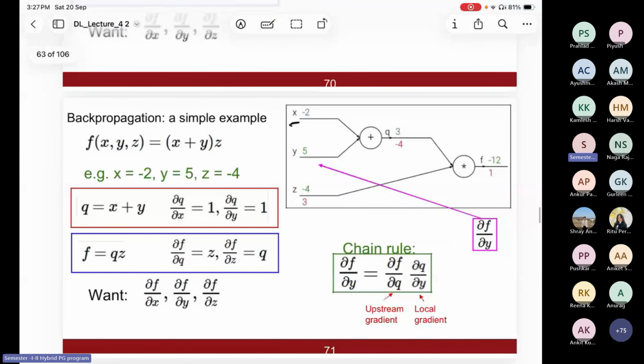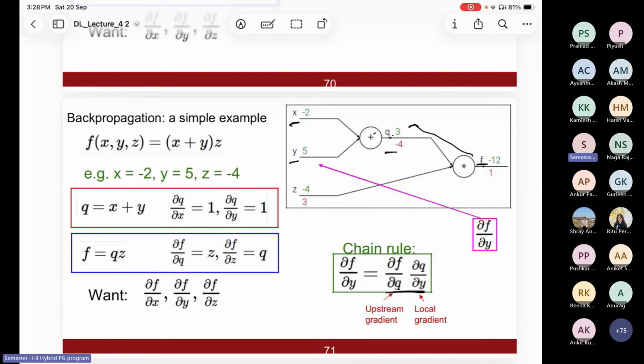Then how should I write it? So again, follow the chain rule, just like here. So here we have followed the chain rule. If I'm finding del f by del q, that is equivalent to del f by del f into del f by del q. Now if you have to write del f by del y, then I can write del f by del q first, because it's coming in this way now. So first I'll find del f by del q and then del q by del y.